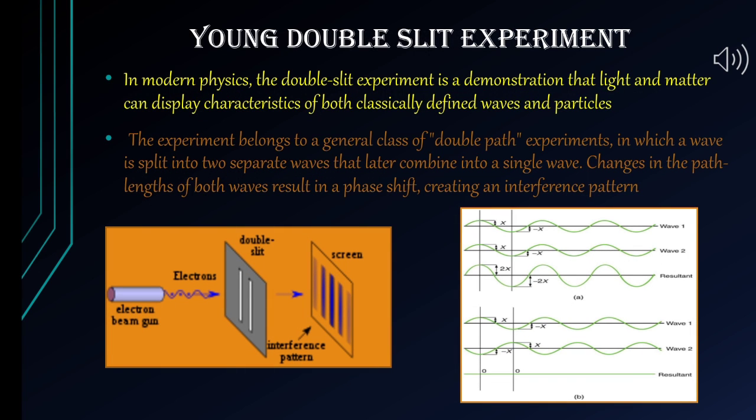Now coming to Young's double slit experiment. In modern physics, the double slit experiment is a demonstration that light and matter can display both wave and particle nature. In this experiment, a wave is split into two separate waves, then later combined into a single wave. This leads to a phase shift, creating an interference pattern. As you can see in the first diagram, light is passed through a double slit, and on the screen you can observe interference patterns, right? And on the right side, this is the constructive interference, and the second one is destructive interference.